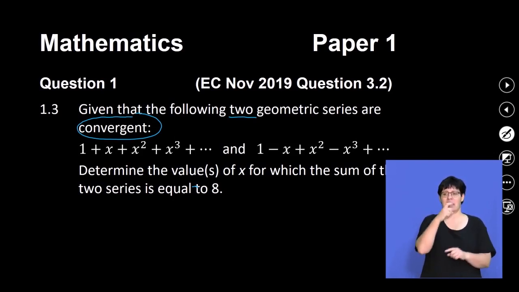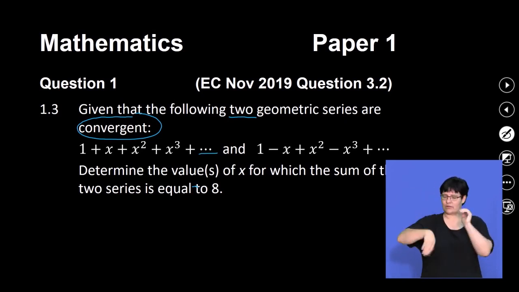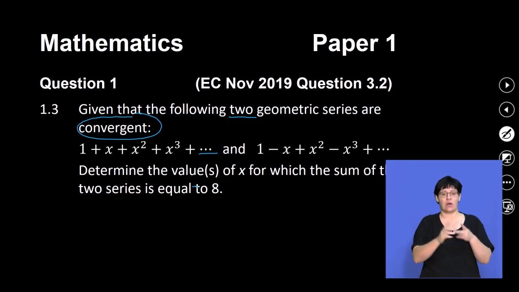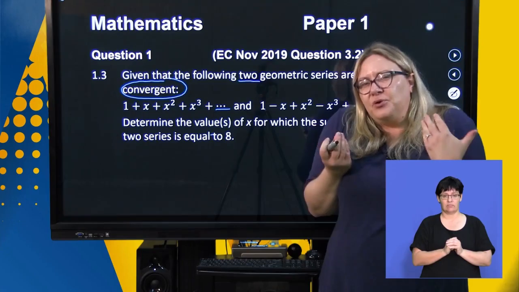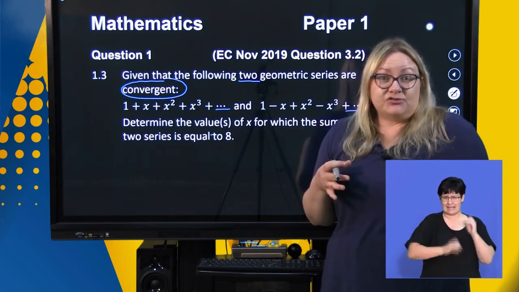plus x squared and so on, all the way up to infinity. And the next one is 1 minus x plus x squared minus x cubed, also to infinity. We're asked to determine the values of x for which the sum of those two series is equal to 8. They're both infinite geometric series.